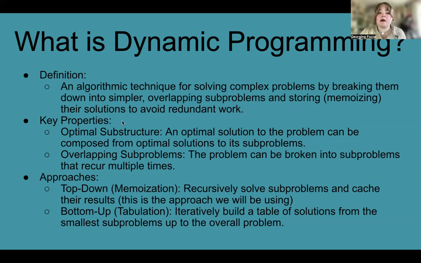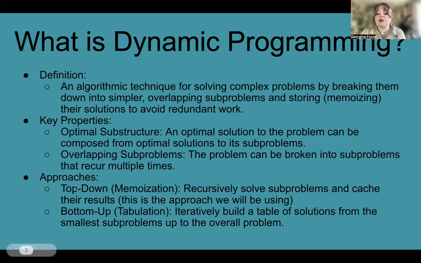The key properties of dynamic programming are, first, optimal substructure, which just means that an optimal solution to the problem can be composed from optimal solutions to its subproblems. So dynamic programming is the most optimal way to find a solution. Additionally, another key property is overlapping subproblems, which just means that the problem can be broken into subproblems that recur multiple times, very similar to the structure of recursion.